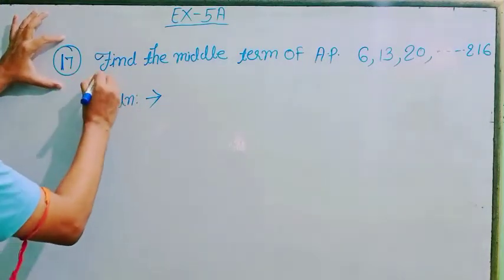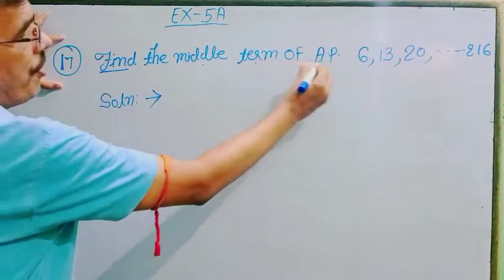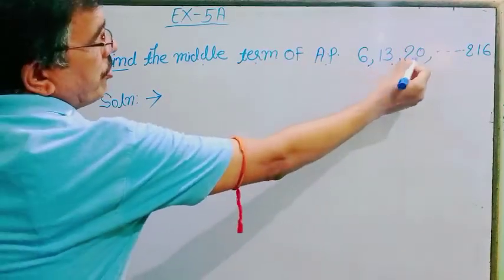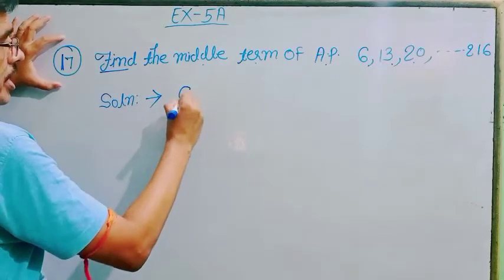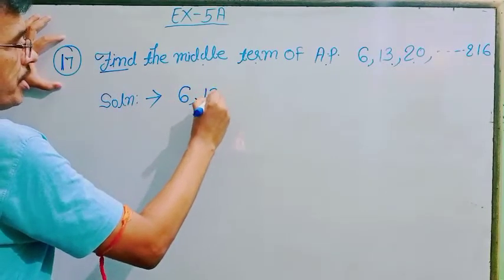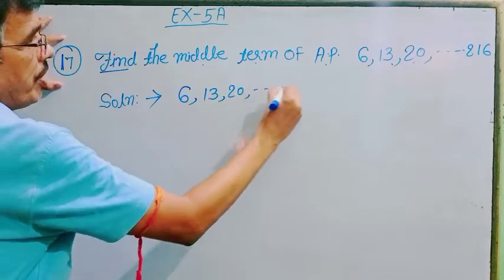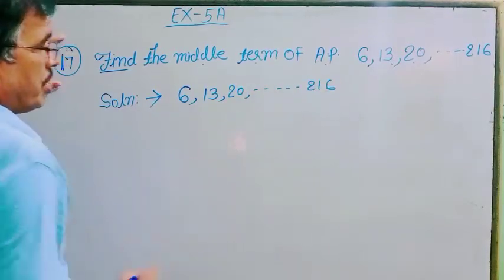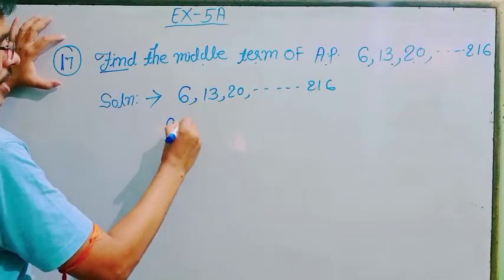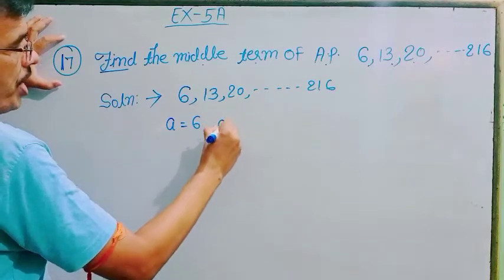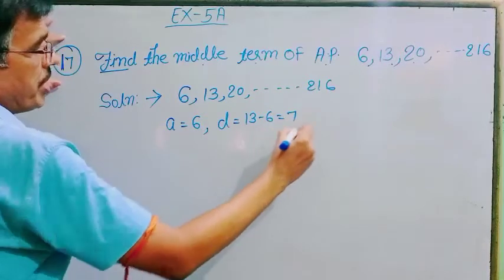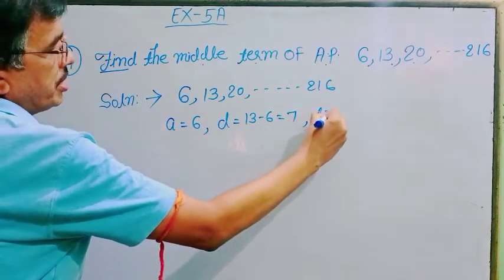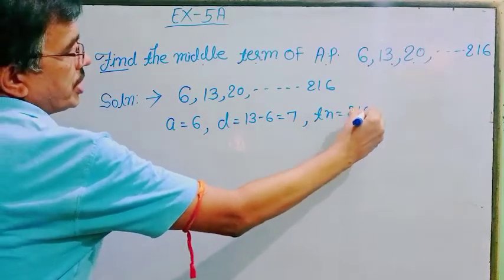The question is: find the middle term of the AP 6, 13, 20 dot dot 216. Solution: you write it is AP 6, 13, 20 dot dot dot 216. First you write what is A? A is equal to 6. What is D? D is equal to 13 minus 6, that is 7. And Tn, the nth term, is equal to 216.